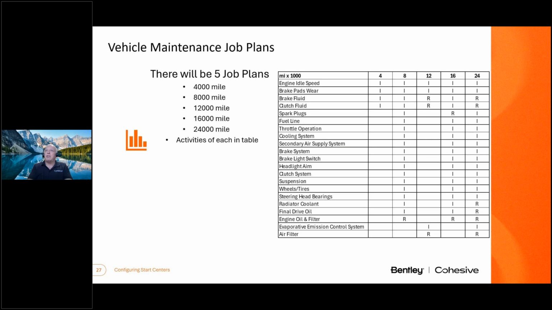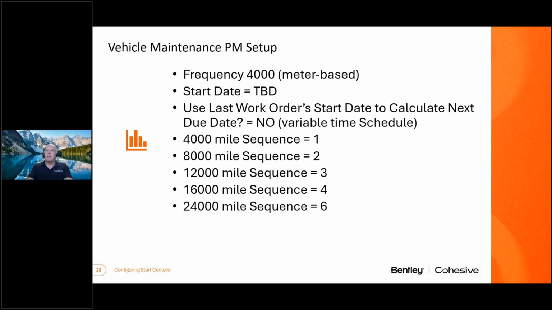The activities in each job plan would be built off of this table. So the first 4 items would be the 4,000 mile job plan, and each column represents a different job plan. My PM is going to be meter based. I didn't set a start date because this is make believe.